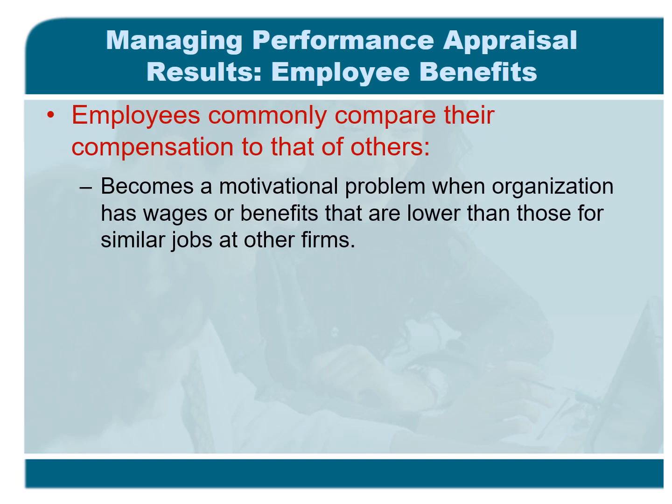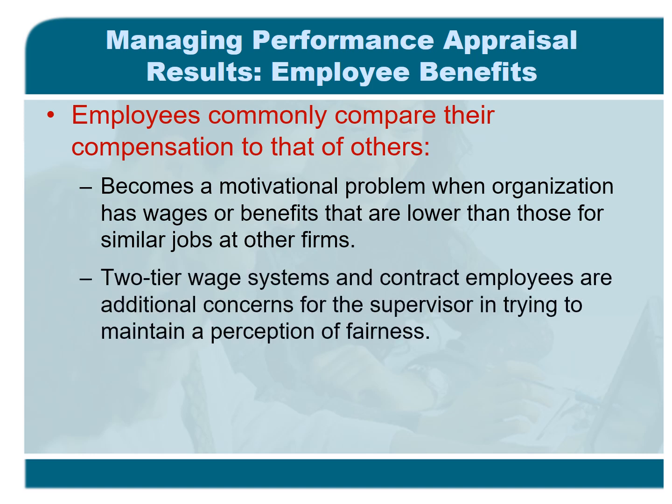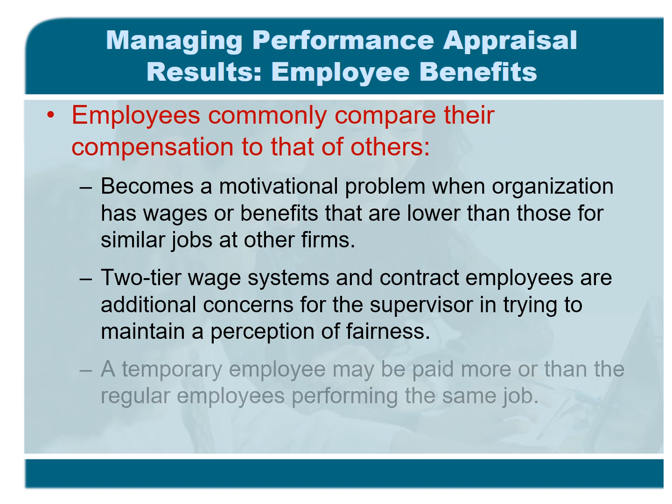Employees are commonly comparing their compensation to that of others. It becomes a motivational problem when the organization has wages or benefits that are lower than those of similar jobs at other firms. Two-tier wage systems and contract employees are additional concerns for supervisors in trying to maintain a perception of fairness. A temporary employee could be paid more than a regular employee doing the same job. Is that fair? Not really.